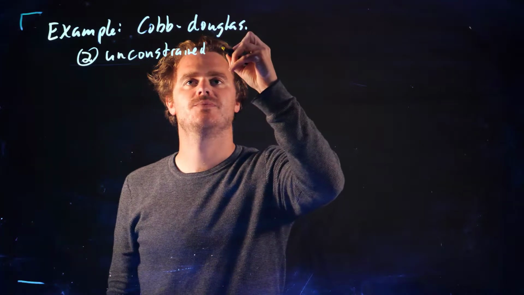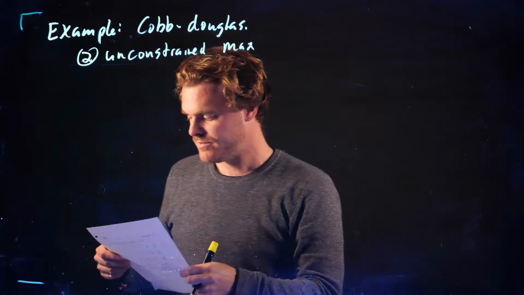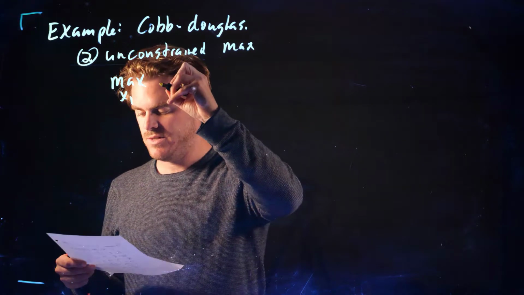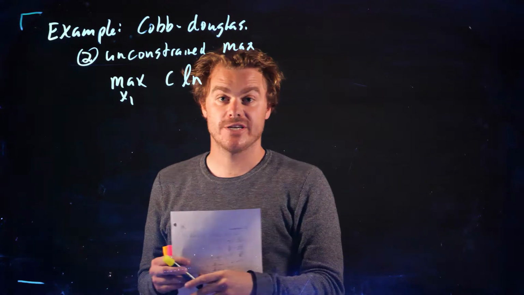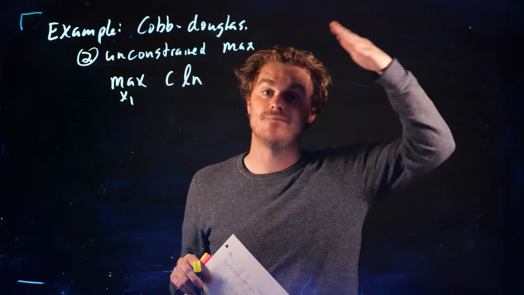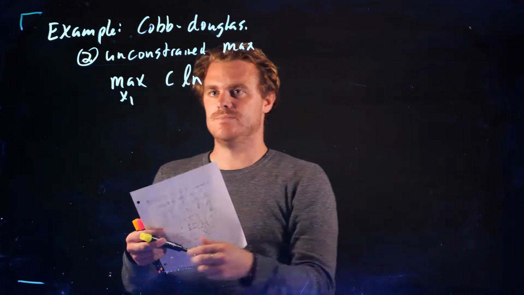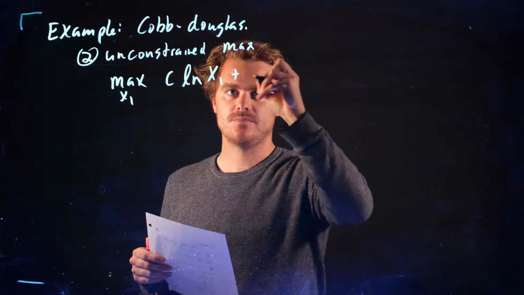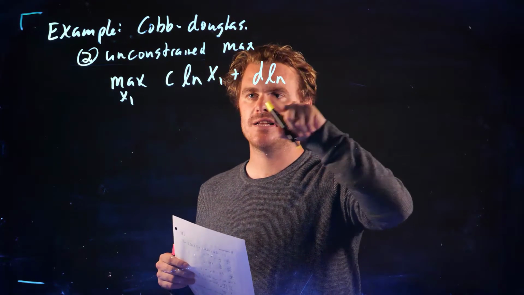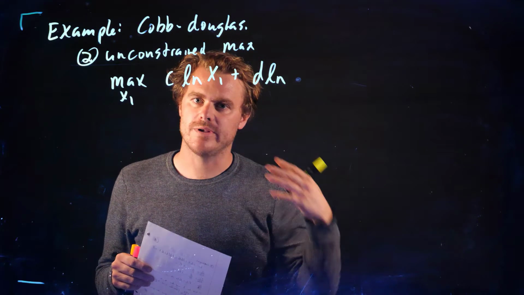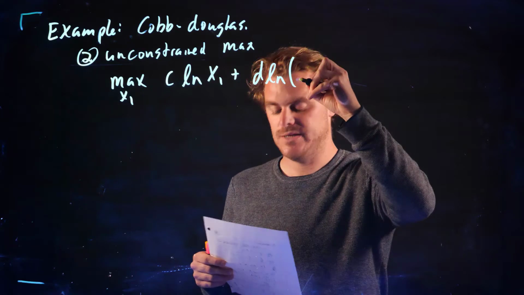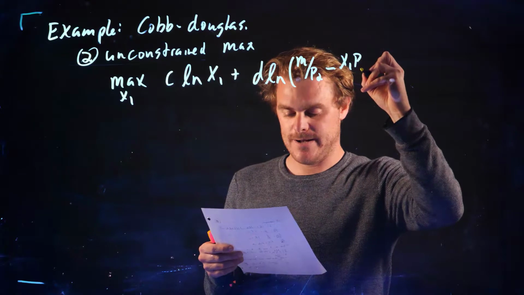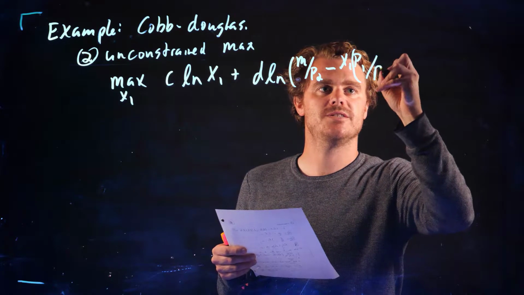Maximization method. So we want to maximize, we're just picking x1, our utility function with respect to x1, and then we're writing x2 as a function of x1, don't forget. So c times ln of x1, natural log of x1, plus d, and now we're going to plug in, instead of x2 here, that rearranged budget constraint like we talked about: m over p2 minus x1 times p1 over p2.